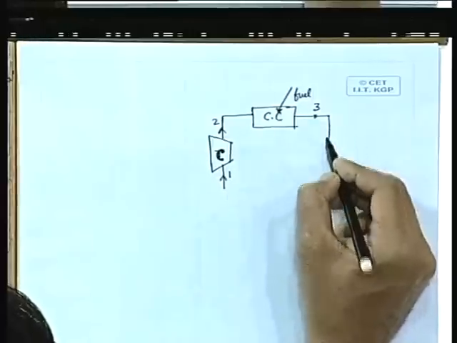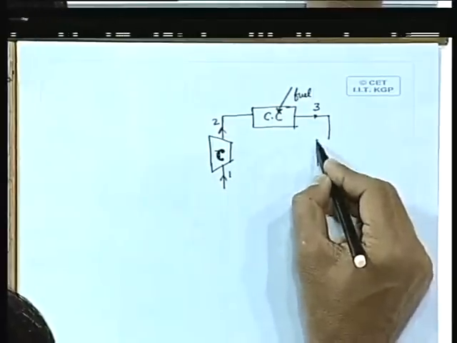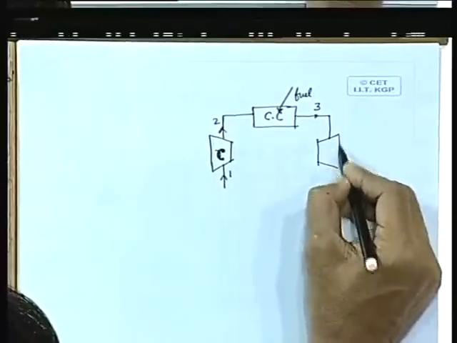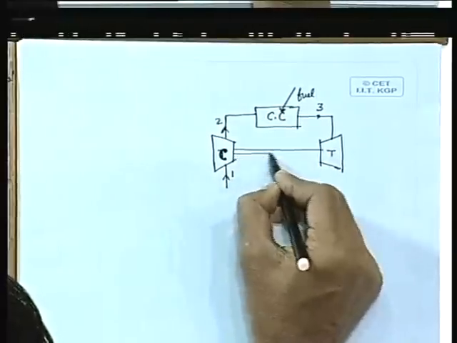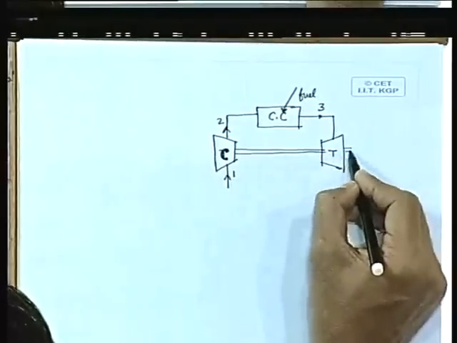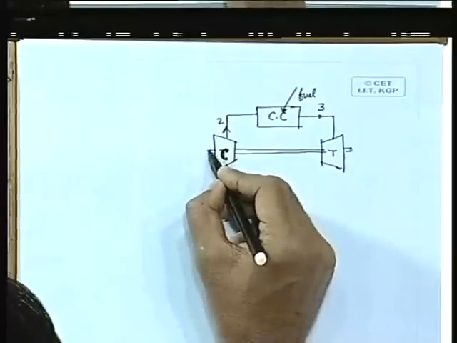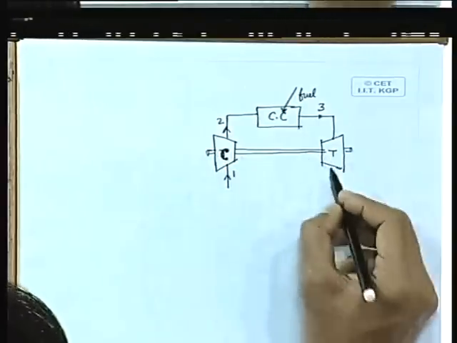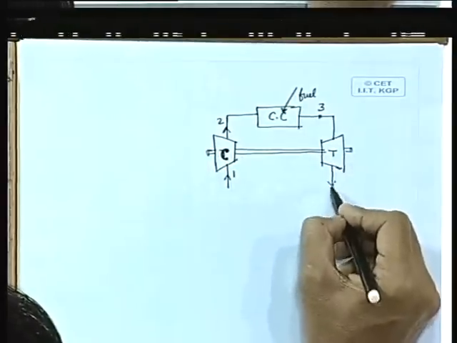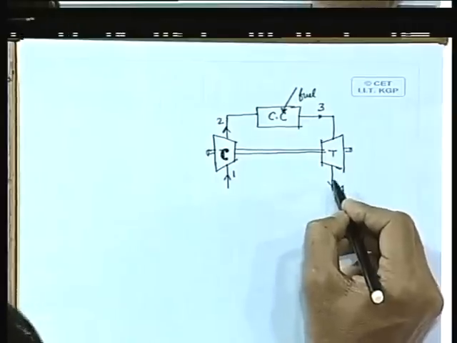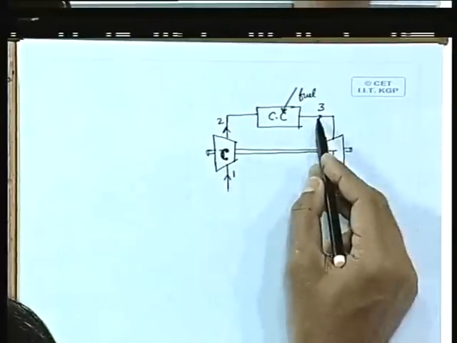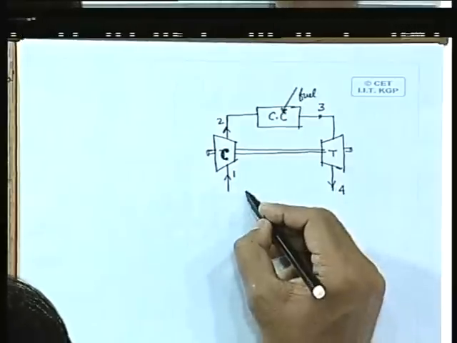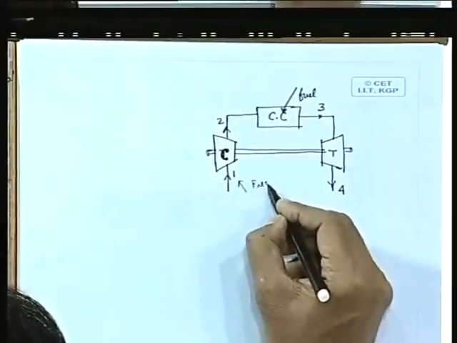Then it is expanded in a turbine which gives the work, and this turbine and compressor are connected to the same shaft, so that the compressor is driven by the turbine. Then it comes out of the turbine at state 4, which is at a lower pressure, but relatively higher temperature compared to 1, and lower temperature compared to 3. So, fresh air is again taken in.